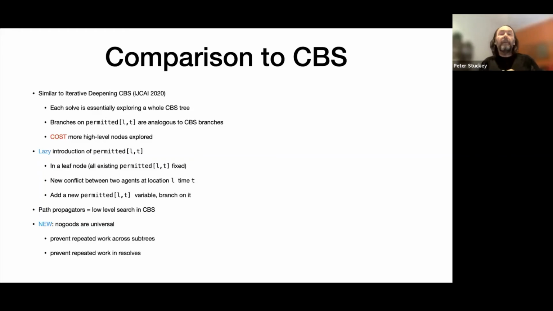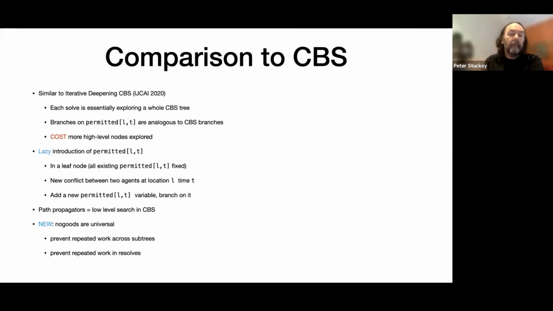And then we can either find that we found a solution or that there's a new conflict between two locations at location L and time t. We add a new permitted LT variable and branch on it, which is analogous to what's happening in CBS. But once we've added that variable, it stays there, and if we restart, we find a nogood or restart, we'll have that variable around from then on. And the path propagators are exactly analogous to low-level search in CBS. But the big advantage is the nogoods that we generate are universal, and they prevent repeated work across subtrees, and they prevent repeated work in resolves, because we'll also generate lots of nogoods about other stuff. And then when we start a new resolve, once we've found a failure, we won't repeat that work either.